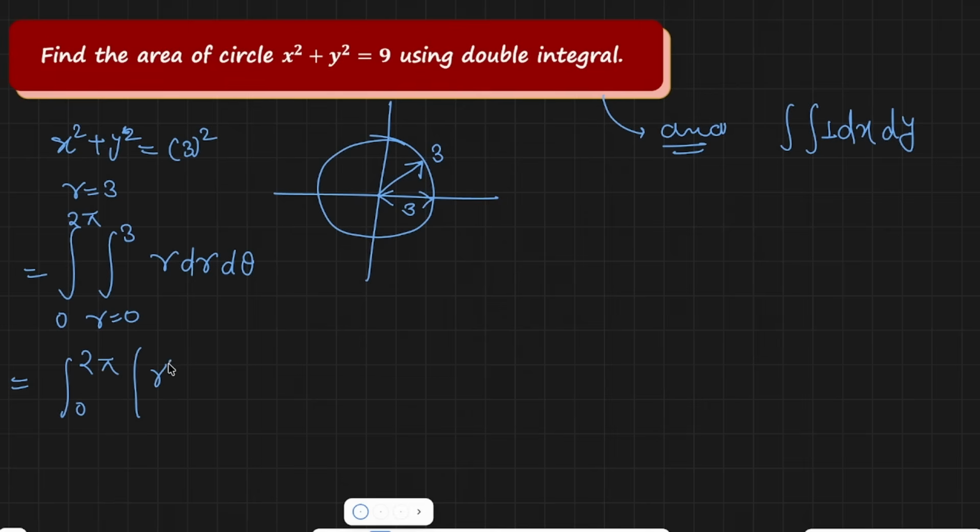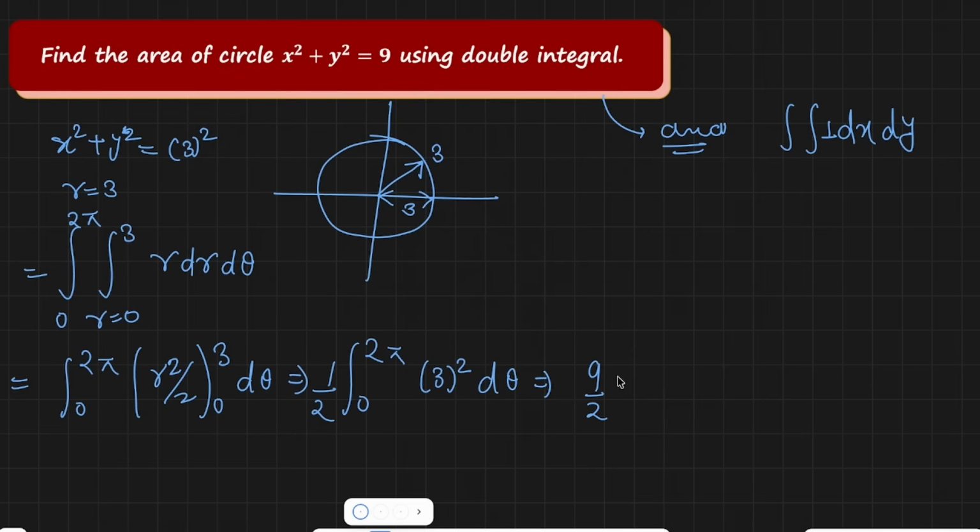When you solve, it will be r square by 2 from 0 to 3, d theta from 0 to 2 pi. You take 1 by 2 outside. This is 3 square, so it will be 9 by 2, integral from 0 to 2 pi d theta. When you solve this, it will be 9 by 2 into 2 pi, which is 9 pi. This is the area of the circle, pi r square. You can easily verify your answer with that.